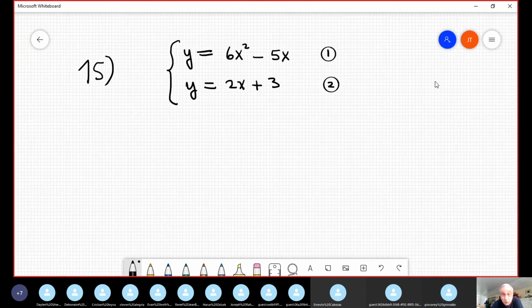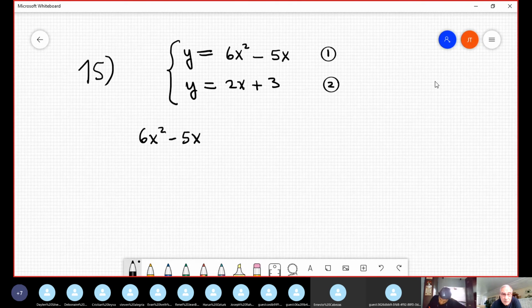Substitution first. Substitution, but how? More specific. Put the y from the second equation into the first equation. Absolutely, it's the same y. Therefore, I can set the equation like that: 6x squared minus 5x equals 2x plus 3. Yes or no? Because the y is the same.